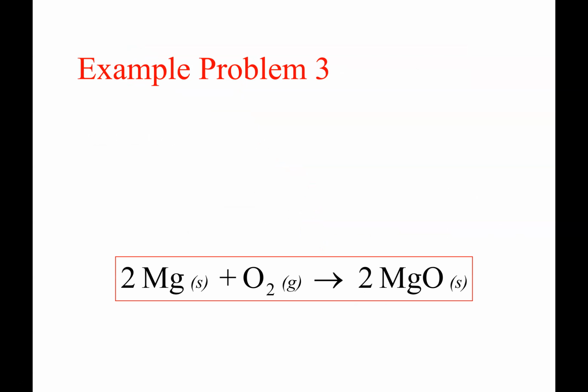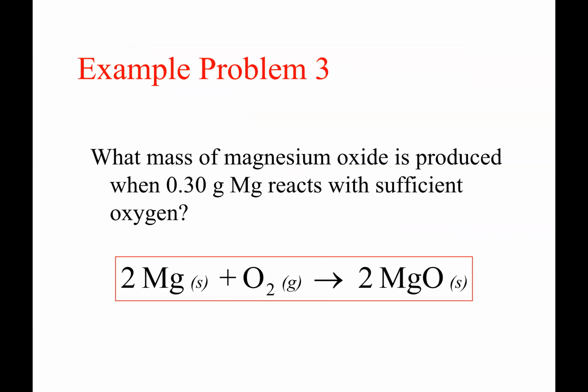Same problem, different stoichiometric calculation. So we can use the molar masses from a few slides ago. So we are given 0.30 grams of magnesium, and we'll talk more about what it means by sufficient amount of oxygen on Monday, but I'll put sufficient, so it means at least 0.2 grams, right? And question mark grams of magnesium oxide.